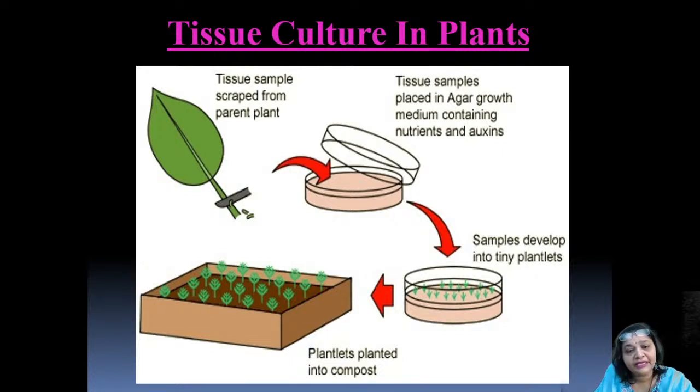Now, the next stage is the tiny plantlets are slowly planted into the compost for the hardening process, and once the plantlets complete this process, they can be taken into the field in natural environment. That comes under the process called secondary hardening.